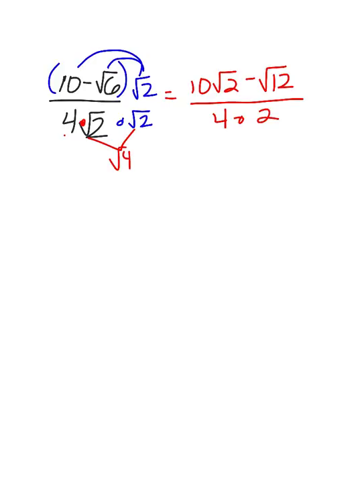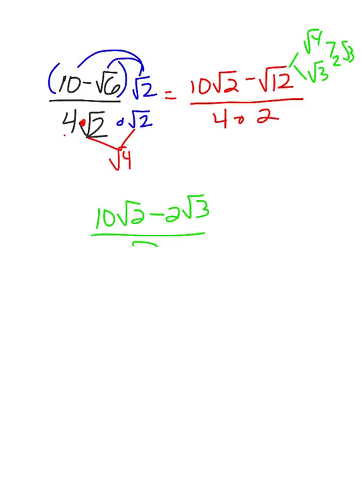And then I'm going to simplify the square root of 12 here. So it's the square root of 4 times the square root of 3, which is 2 the square root of 3. So I have 10 the square root of 2 minus 2 the square root of 3 over 8. And then I do want to simplify this. So it's 10 the square root of 2 over 8 minus 2 the square root of 3 over 8.